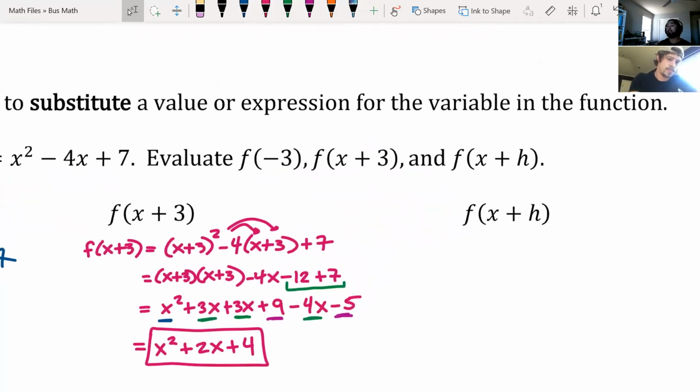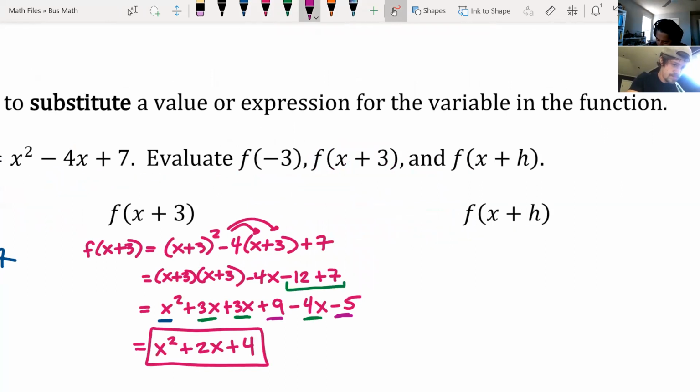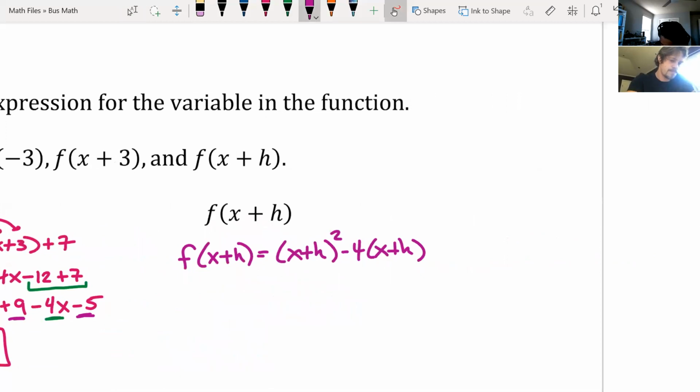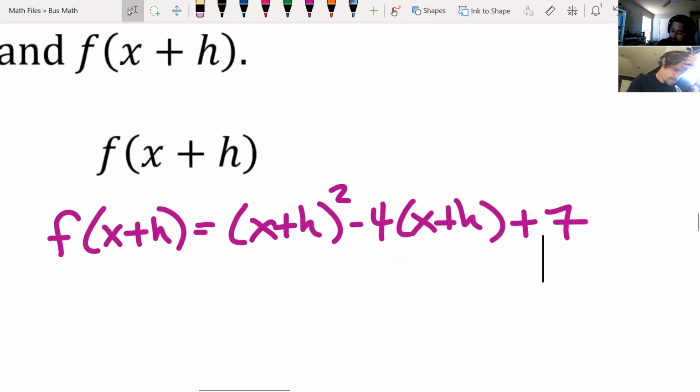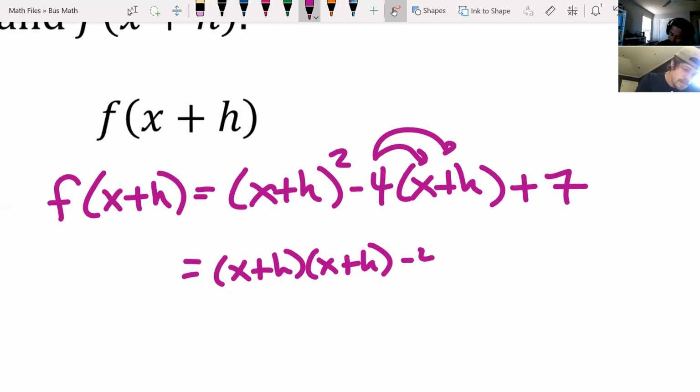Okay. And let's do it one more time. We are going to take x plus h, and again, plug it in for every x into that original function, plus 7. Okay. And now it's been plugged in. Let's simplify. So (x plus h) squared is going to be rewritten as x plus h times x plus h. And then distribute the negative 4: negative 4x minus 4h plus 7.